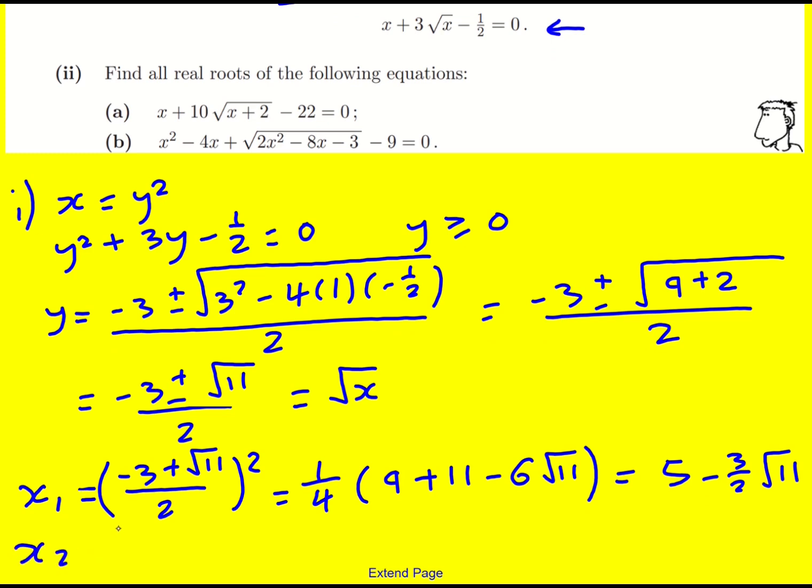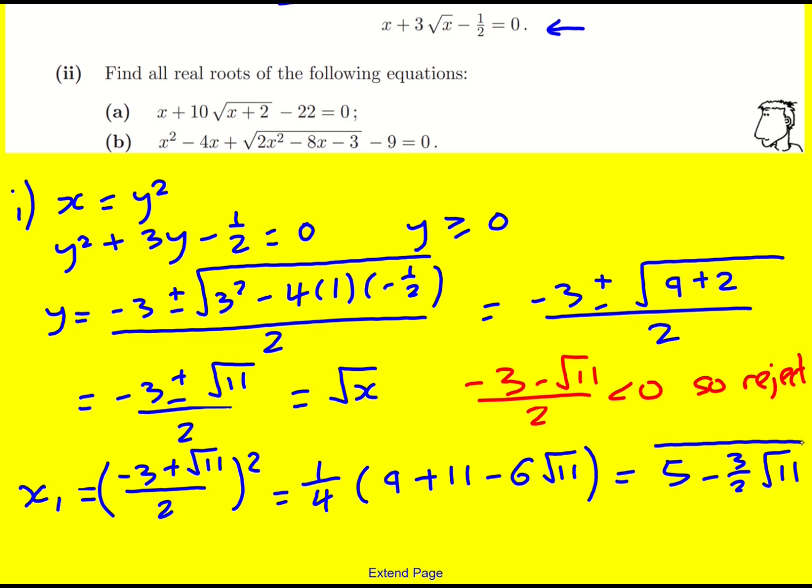If I have minus 3, I should have already thought about this. Remember, y has to be greater or equal to 0, and minus 3 minus root 11 over 2 is less than 0, so reject. This is going to be our only solution. We haven't technically squared the equations, so we don't need to check if that one is spurious. That one will definitely be absolutely fine.